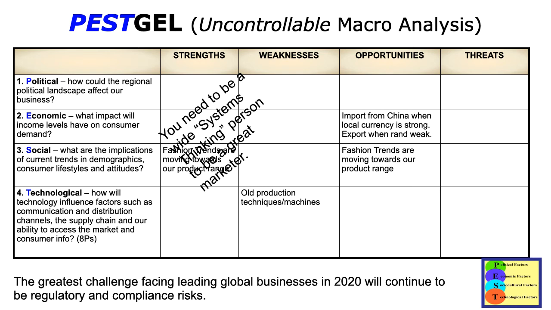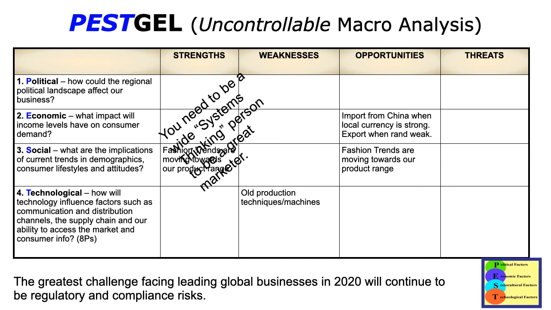And of course, there we would import from China when our local currency is strong, and we would export when the rand is weak. Those are opportunities. Socially or socioculturally, what are opportunities and threats? Technologically, this would be a fantastic one if you were in a high-tech environment like Tesla is. You would fill in strengths, weaknesses, opportunities, and threats in detail.